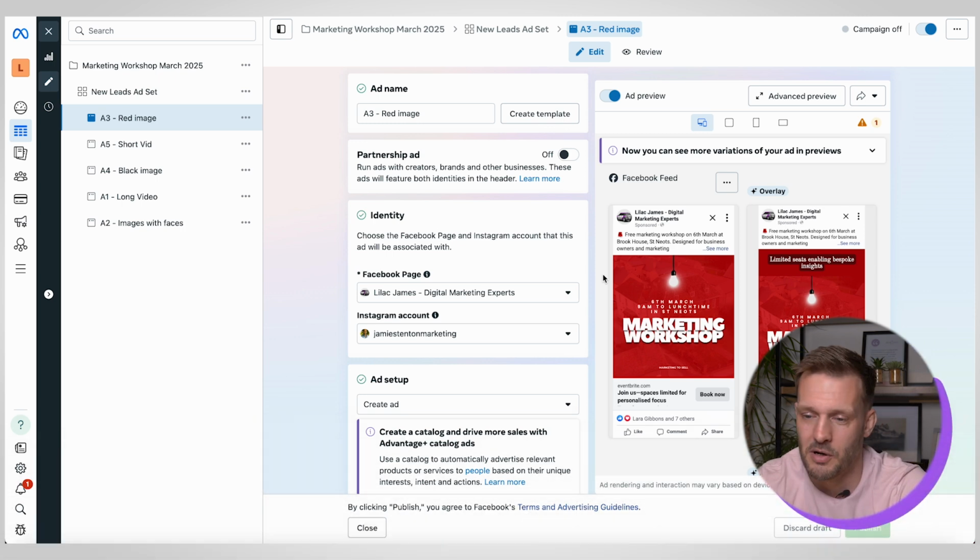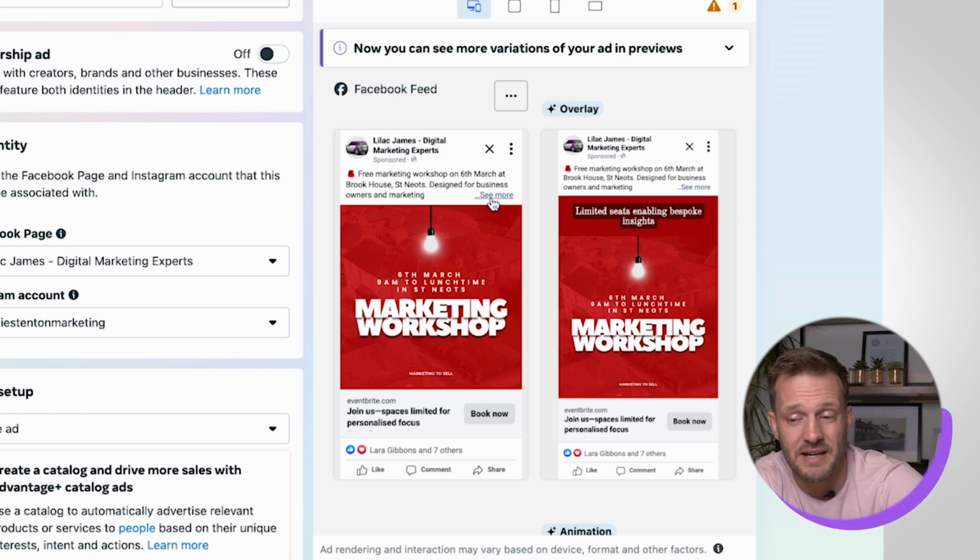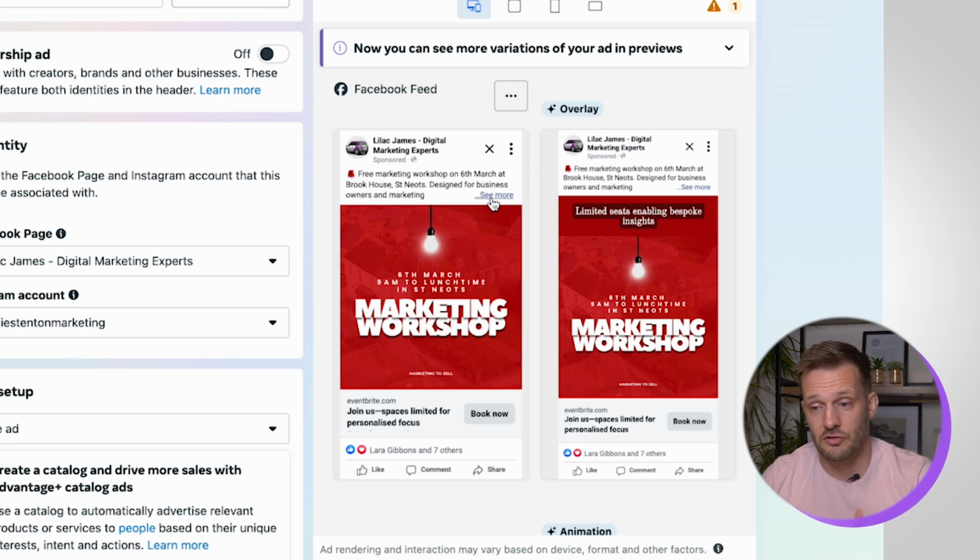Now, what do I mean by the hook? The hook is essentially this bit here that people will see. It's what people can see before they click see more. So if that's not captivating, they're not going to click on see more. They're just going to scroll on by.